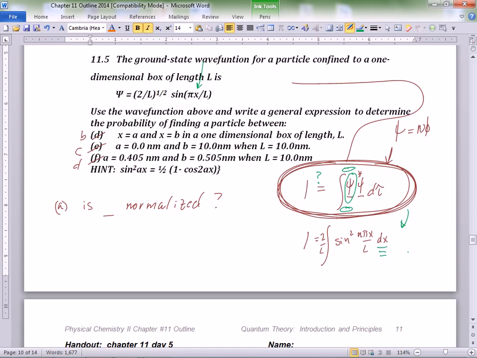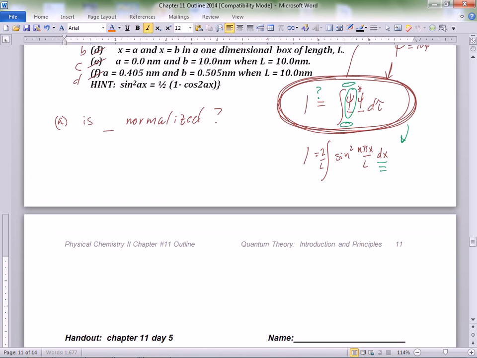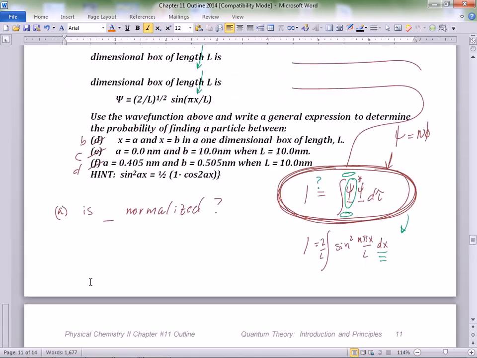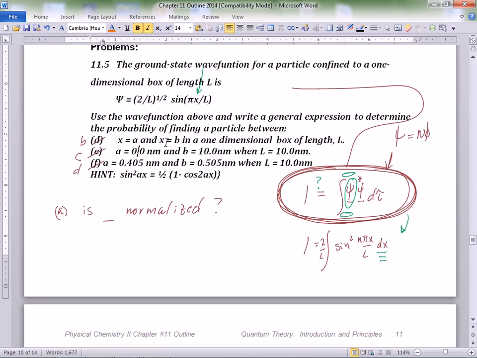Which one did you want to work? You want to finish this one, or go on to part B? Part B? That's up to you guys. You've had a good amount of practice doing these integrals. I say setting them up. So let's set up part B.